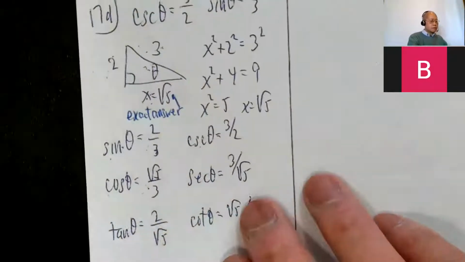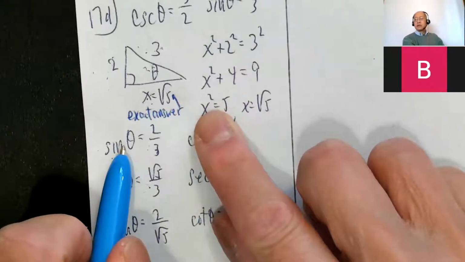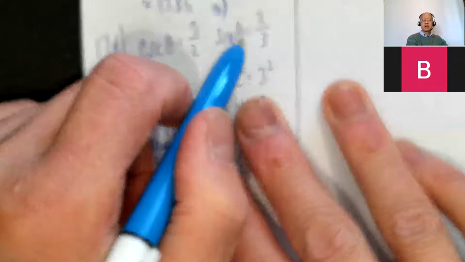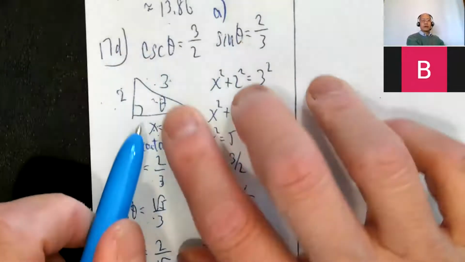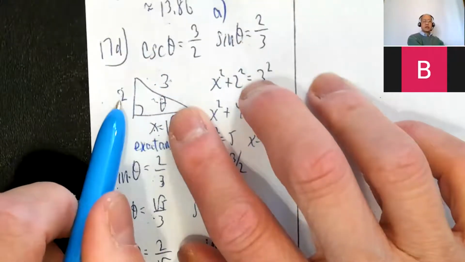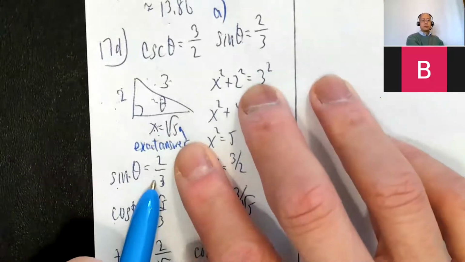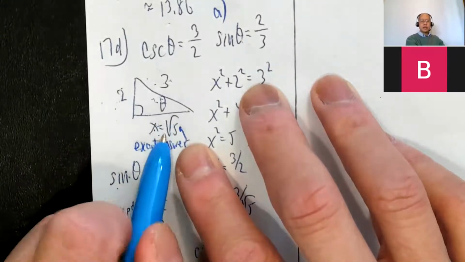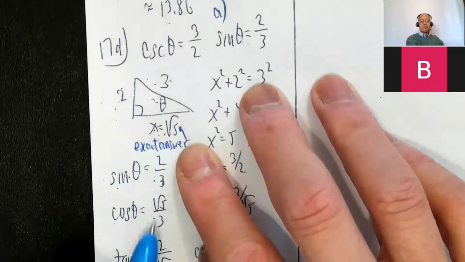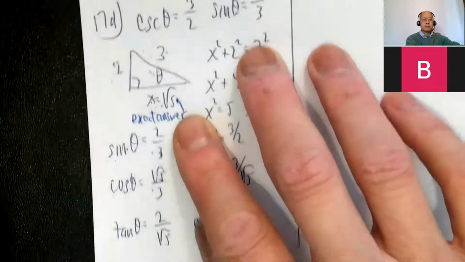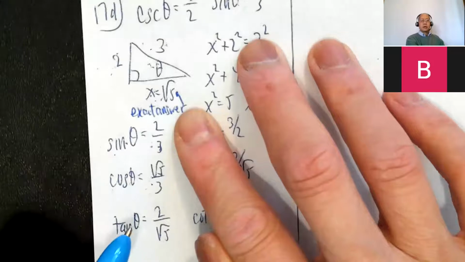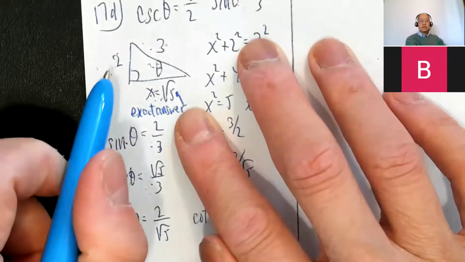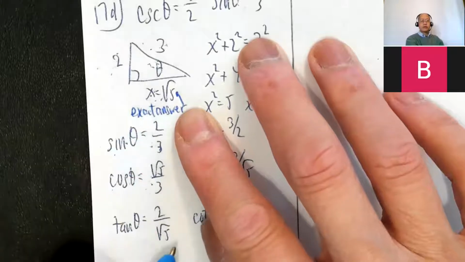All right, then I do my SOHCAHTOA. Sine of theta, well, we already did it, right? I can just copy this. But if not, you can always go back to the triangle, right? Sine of theta is opposite over hypotenuse, so 2/3. Cosine of theta is adjacent over hypotenuse, so radical 5 over 3. And then tangent, TOA, SOHCAHTOA. Tangent is opposite over adjacent, so 2 over radical 5.